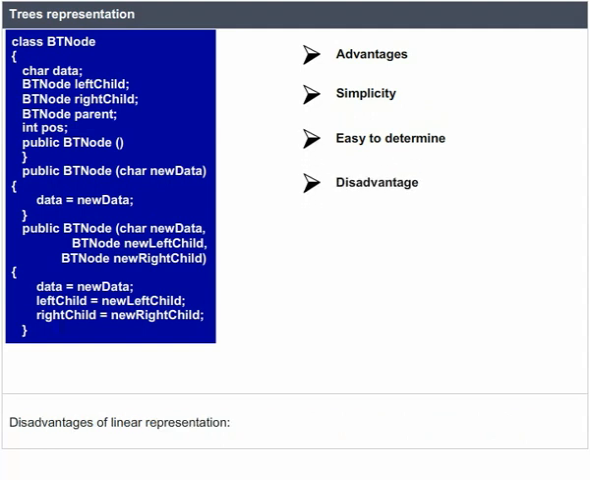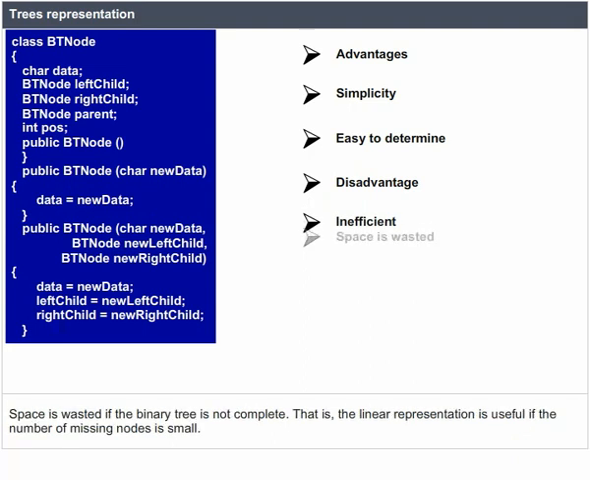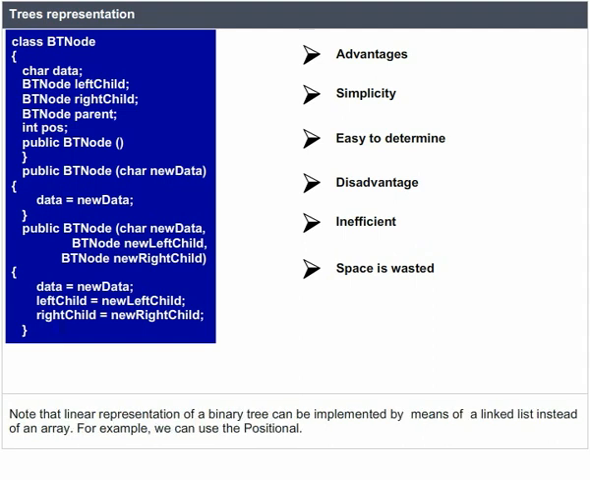Disadvantages of linear representation. Additions and deletions of nodes are inefficient because of the data movements in the array. Space is wasted if the binary tree is not complete. That is, the linear representation is useful if the number of missing nodes is small. Note that linear representation of a binary tree can be implemented by means of a linked list instead of an array. For example, we can use the positional.